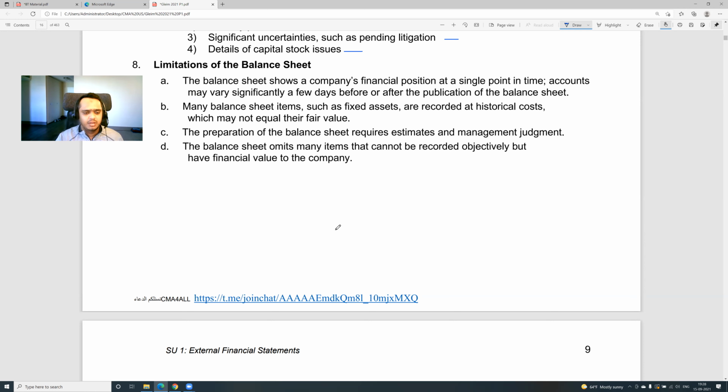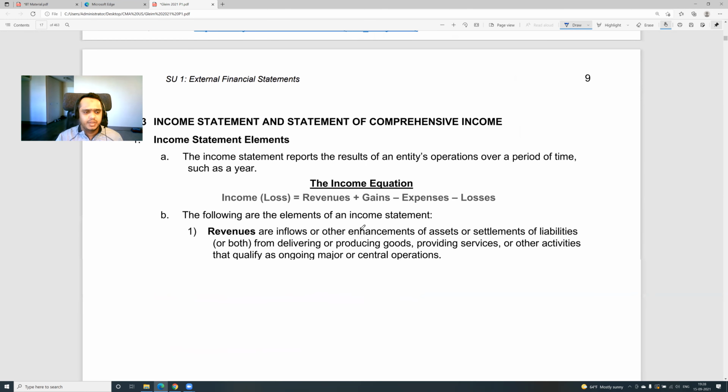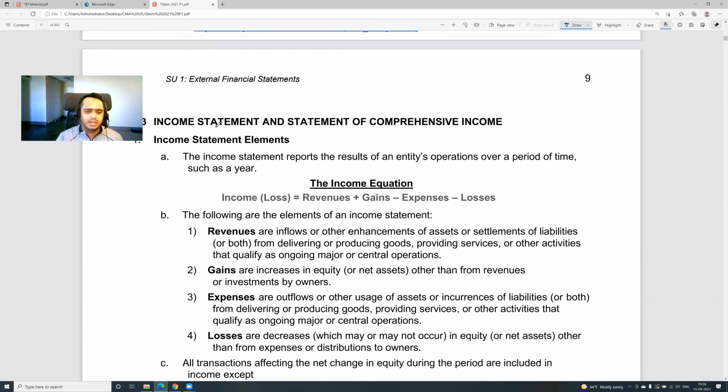Okay. Now moving forward, then comes our income statement, or you can also call it your profit and loss account. Profit and loss account or income statement, almost the same. The only thing is here the income statement is vertical, not in a tabular format.